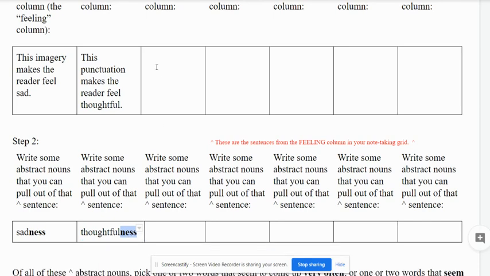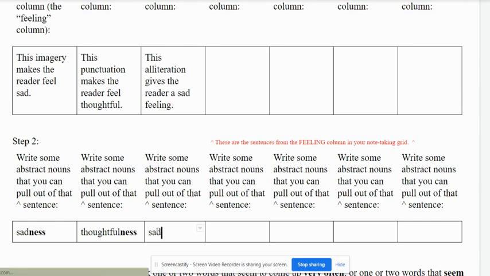And let's say the next one is, this alliteration gives the reader a sad feeling. Oh, I have sad again. Again, I'll pull out sadness. If you repeat this over and over, you may start to notice that you've got the same abstract nouns coming up 2 or 3 times. You might have already noticed that in your feeling column. That's correct. Like, that's as it should be.